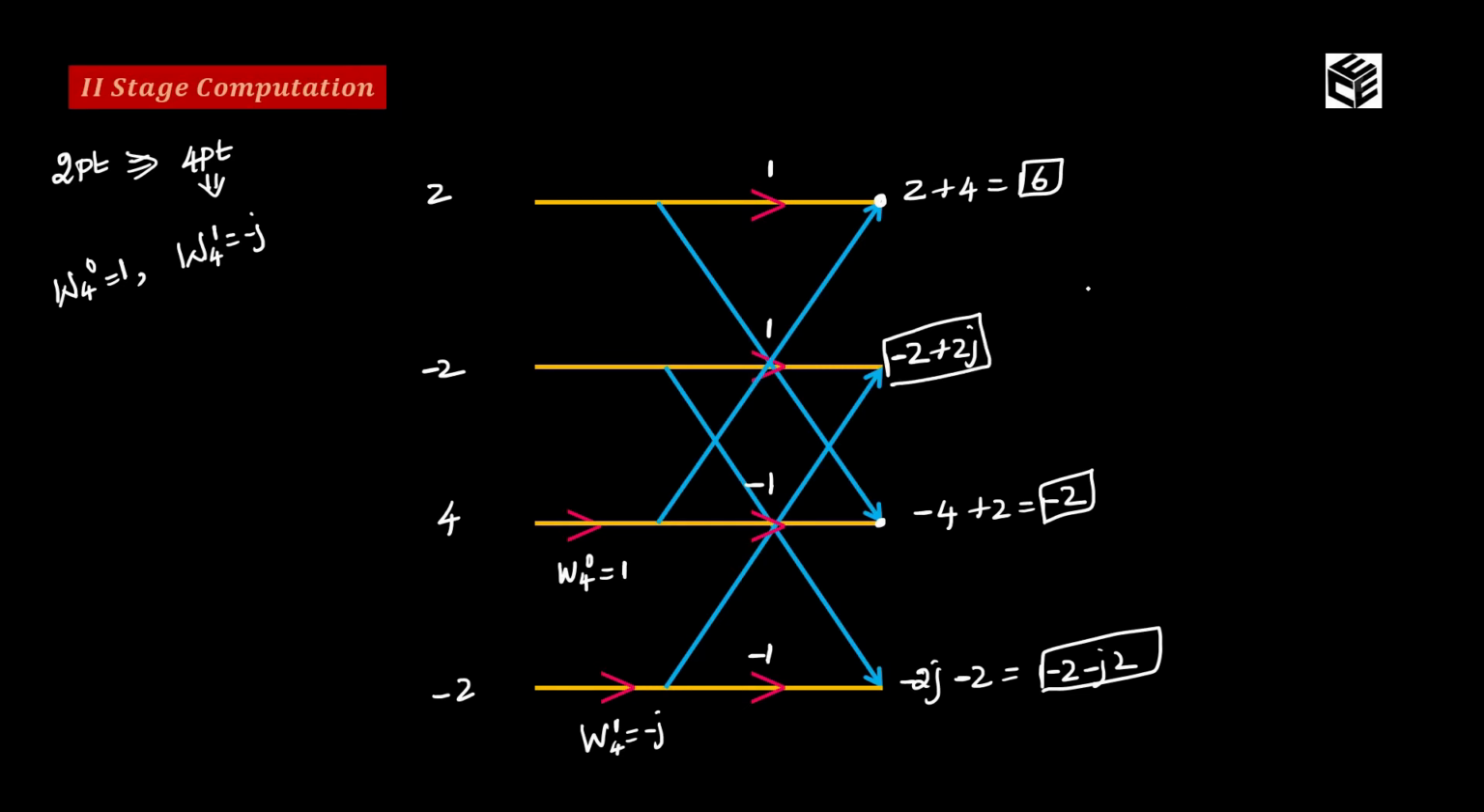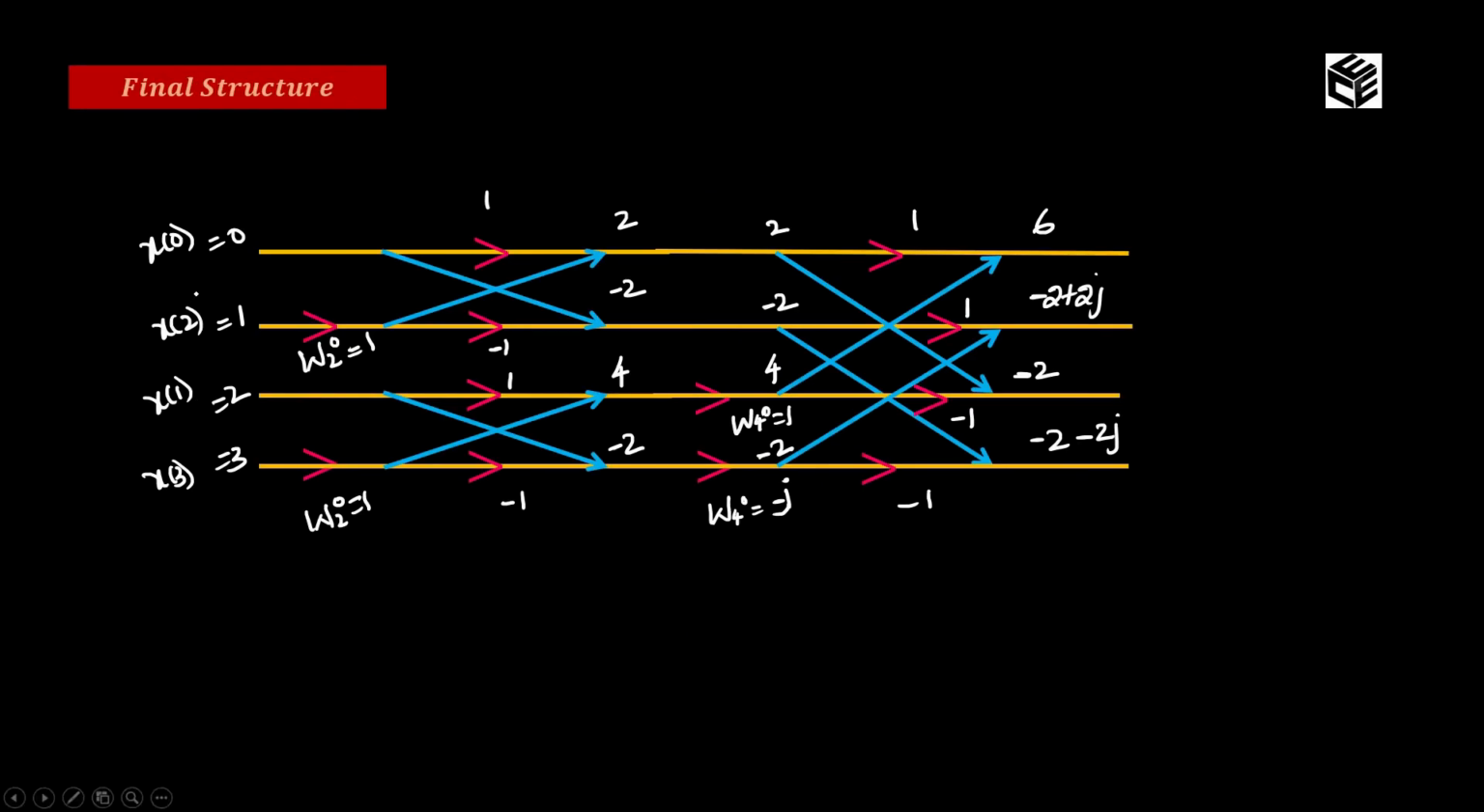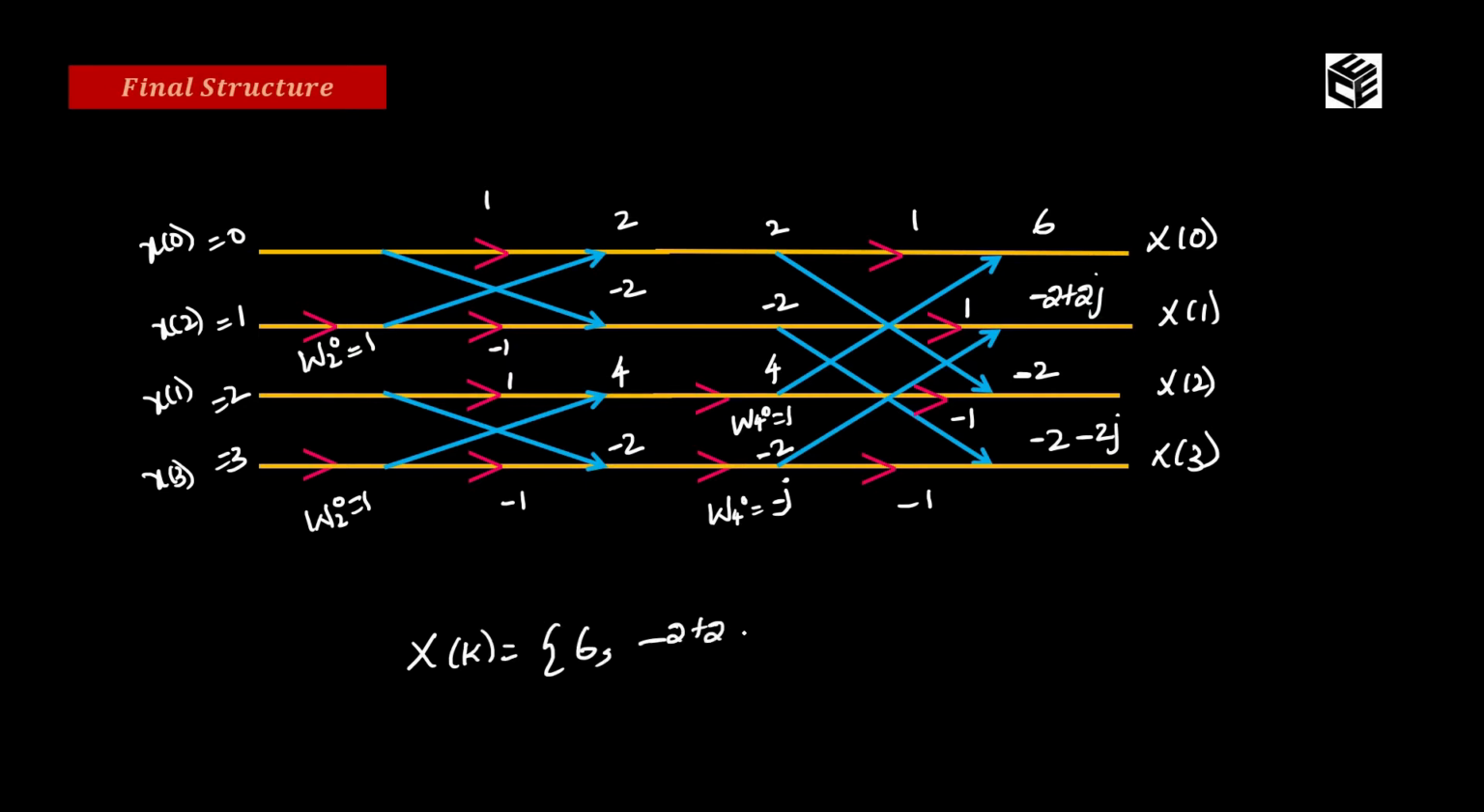So I got the overall output. The overall output is x of k is equal to, as we know, output is the normal order. So all these outputs will be of the normal form. That is x of 0, x of 1, x of 2 and x of 3. So this is the final structure with inputs as well as the output. As we know, the output is normal order. So it is x of 0, x of 1, x of 2 and x of 3. So we can write the final value as x of k is equal to 6, minus 2 plus 2j, minus 2, minus 2 minus 2j. So that's all about the 4-point DFT using DIT algorithm.